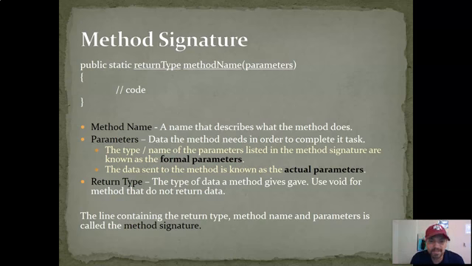Return type, the type of data the method gives back. Use void for methods that do not return data. So if you had a method that adds 2 numbers, you might send it an int and an int, and the result that you expect it to give you back would probably be an int, which is the sum of those 2 numbers.